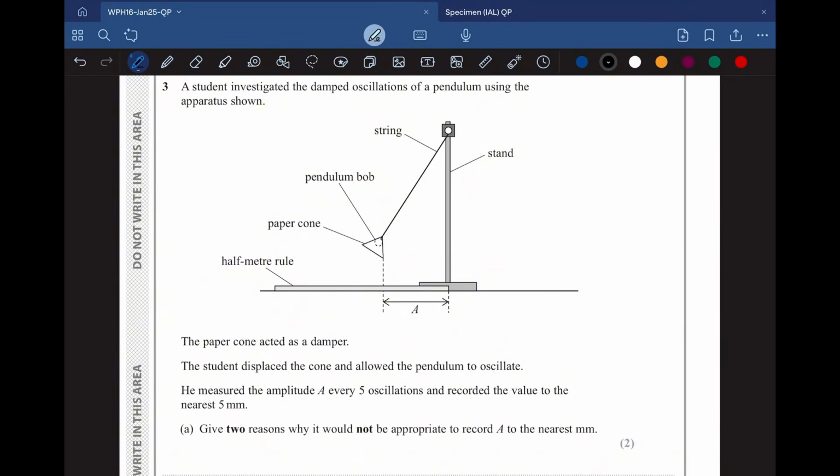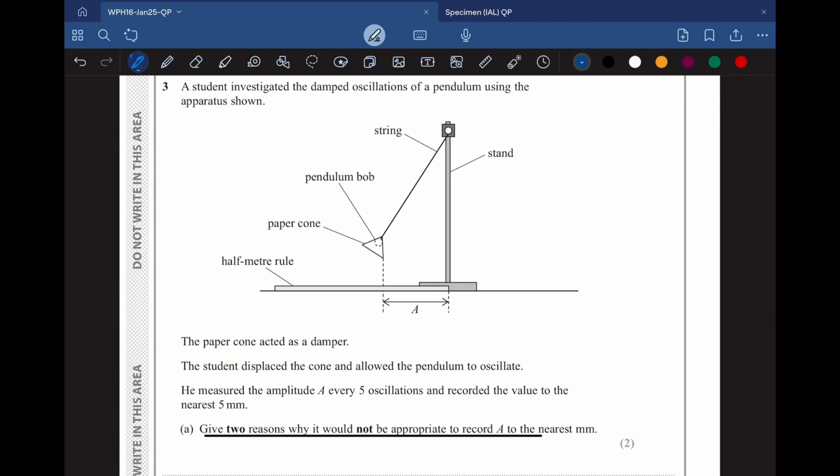A student investigated the damped oscillations of a pendulum using the apparatus shown. The paper cone acted as a damper. The student displaced the cone and allowed the pendulum to oscillate. He measured the amplitude every 5 oscillations and recorded the value to the nearest 5 millimeter. Give 2 reasons why it would not be appropriate to record A to the nearest millimeter. Now this question was one of those questions in which, in Jan 2025, a lot of students faced the issue, this particular 2 marks question.